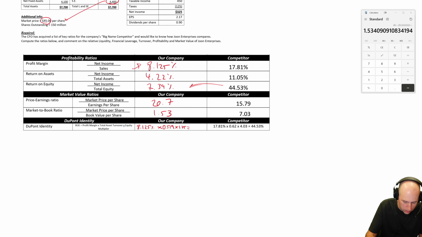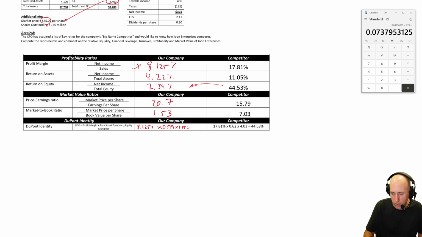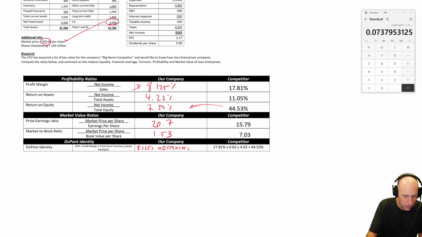So there we go. And let's multiply those through. 0.08125 times 0.519 times 1.75. And what we find is we get 7.38%. This is our return on equity, right? It's off by 0.01%, even though it should match. It should be our ROE. It's just some roundings going on. So let's look at the pieces and see if we can piece together what's happening.